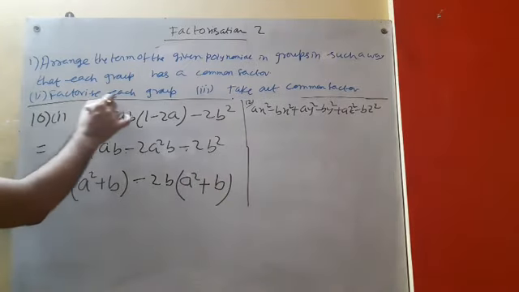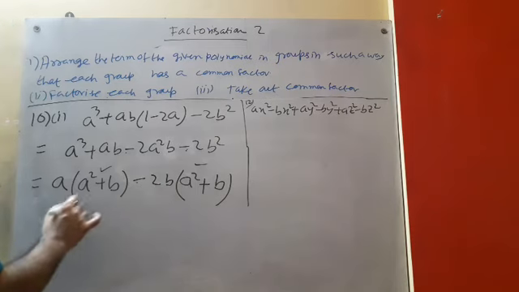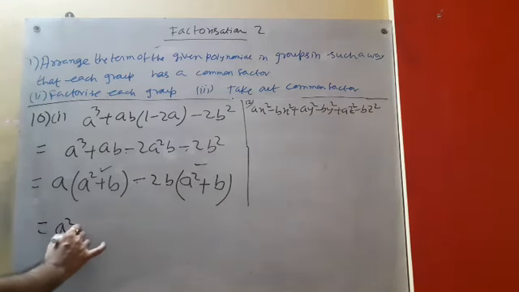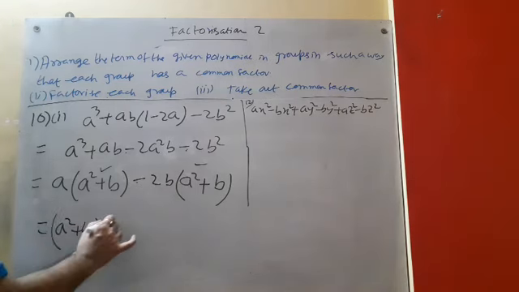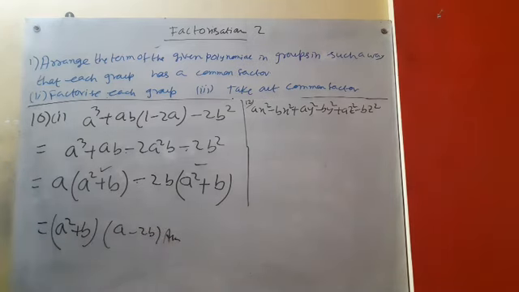Now factorize each group. Take out the common factor. What is the common factor? a square plus b is common. Take out this one and we get a minus 2b. This is the answer, right?